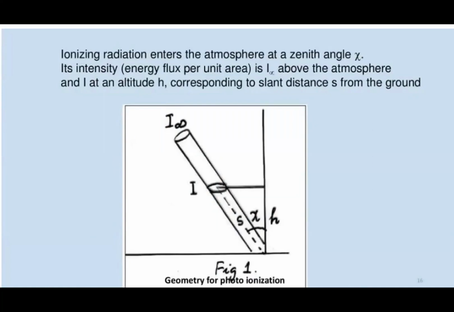Now, briefly, this is the geometry. The solar radiation is coming from the sun at an angle like this. As it passes through the atmosphere, its intensity will diminish. The intensity can be taken as I infinity above the atmosphere, at the top of the atmosphere. As it comes down, the intensity decreases. At a given height h, or corresponding slant range s, the intensity is I, and this angle between the direction of the solar radiation and the zenith direction is defined as the solar zenith angle. So this is the geometry.